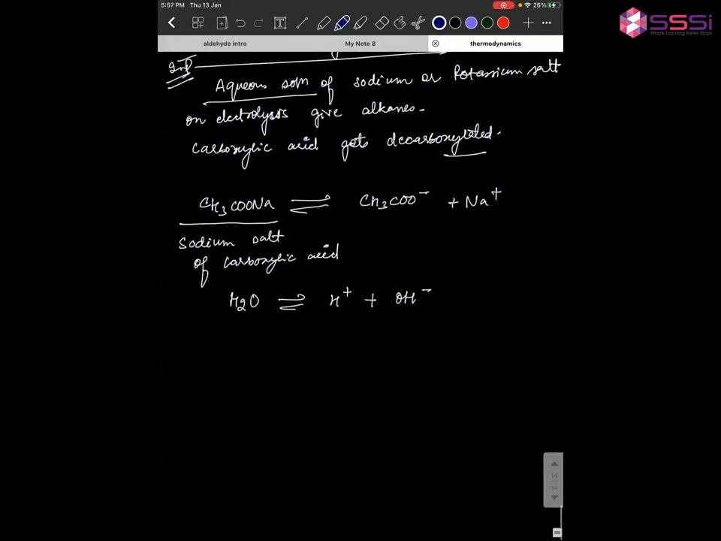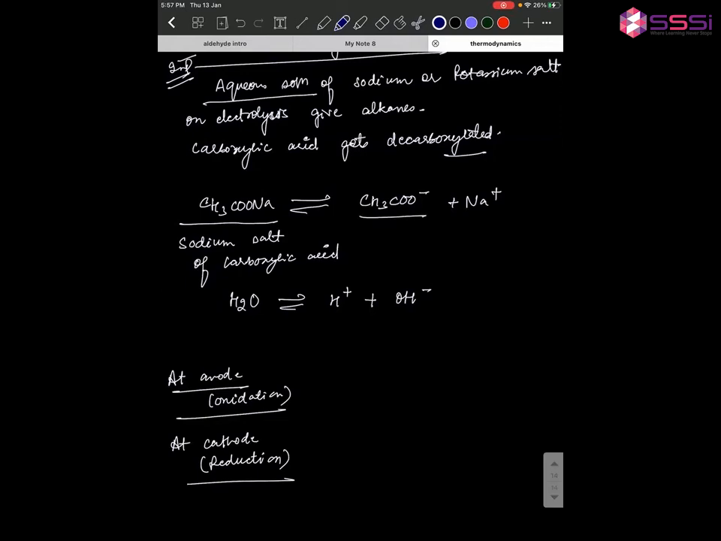So how do the reactions at anode and cathode take place? At anode oxidation occurs, and at cathode reduction occurs. This you must have studied in the electrochemistry chapter in 11th class. So how does the oxidation occur? CH3COO negative will form an alkane, as I have told you. So it will be CH3CH3, along with two CO2 molecules.